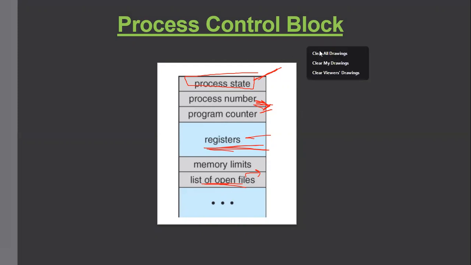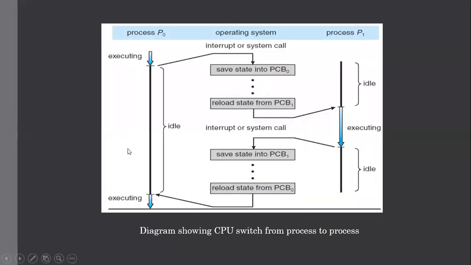Okay, so let's see how a CPU switches from one process to another now. As we can see here, there are two processes, P0 and P1, and this is your operating system. P0 is executing right now. Then some interrupt or system call occurs, so the CPU will have to switch.